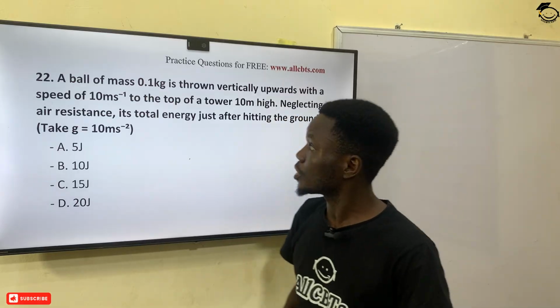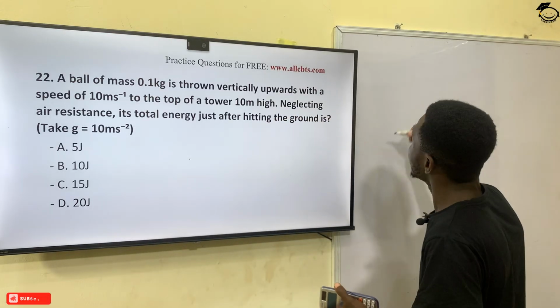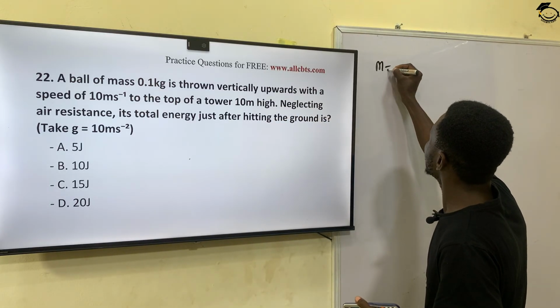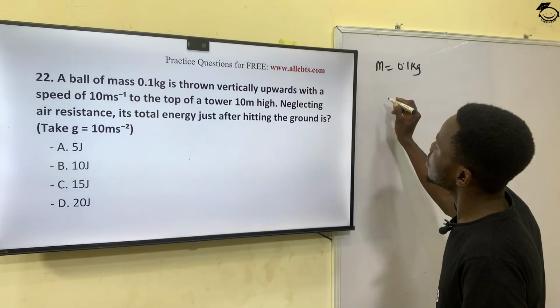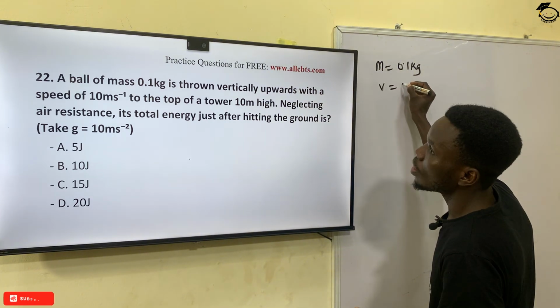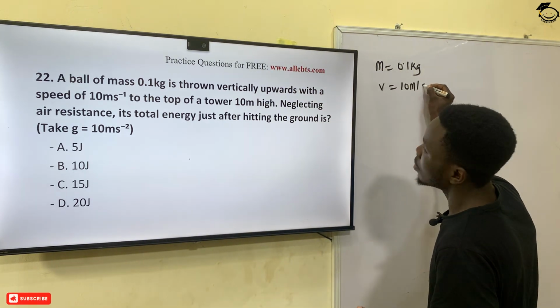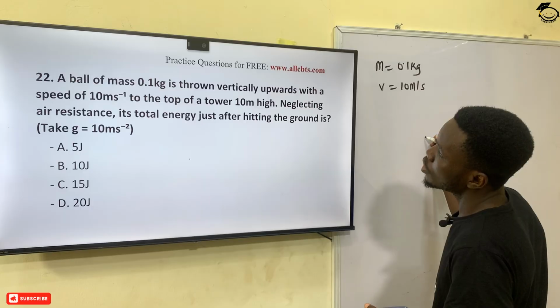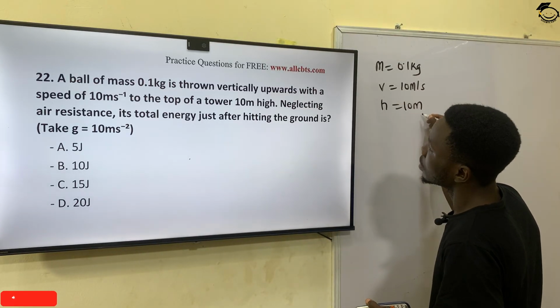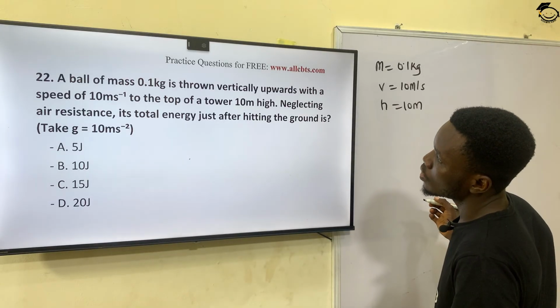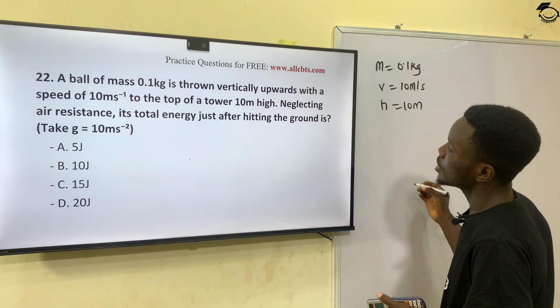Moving on to question number 22, it says a ball of mass 0.1 kg, so our mass is 0.1 kilogram, is thrown vertically upward with a speed, so we have a velocity of 10 meters per second, from the top of a tower 10 meters high. So the height is 10 meters. Neglecting air resistance, what is its total energy just after hitting the ground?